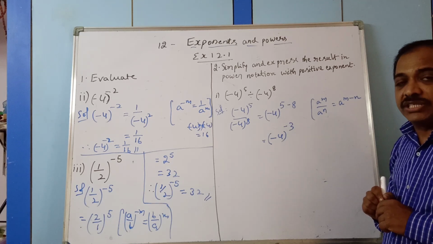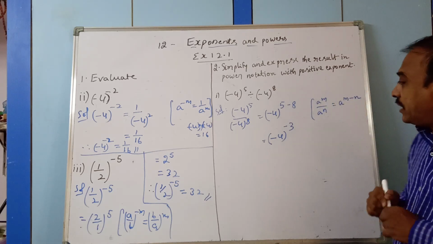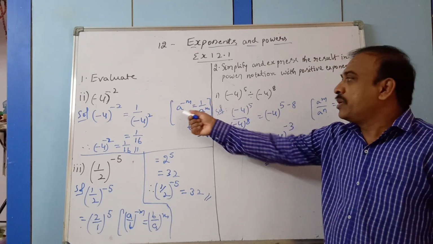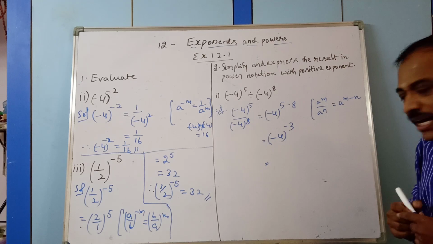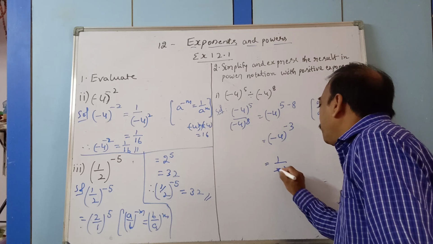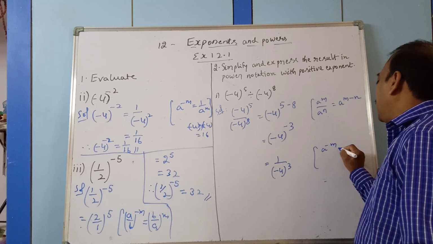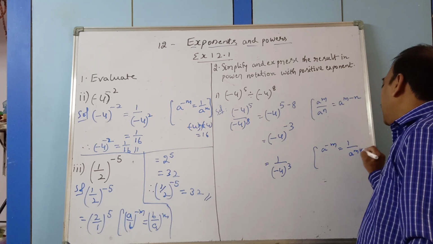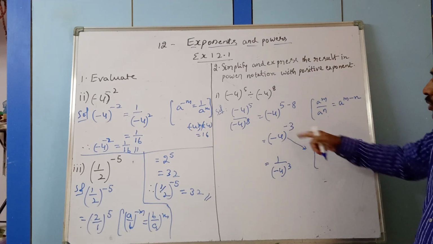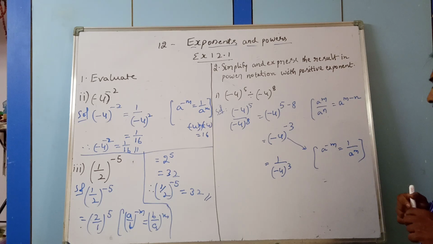But what is he asking in the question? He is asking you to write it with a positive exponent. So for this we need to write again, when a to the power minus m is there, what will you write? 1 by a to the power m. So we are going to write this as 1 by (minus 4) whole to the power 3. Here we are using the law of exponents: a power minus m can be written as 1 by a to the power m. Look, (minus 4) whole to the power minus 3, so a to the power minus m is equal to 1 by a to the power m.